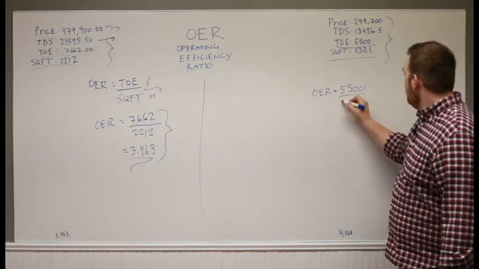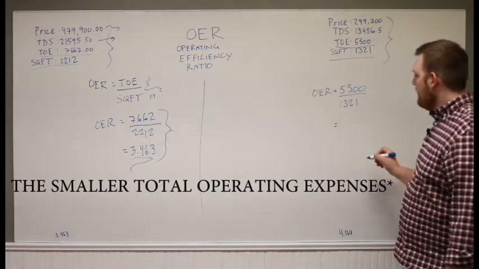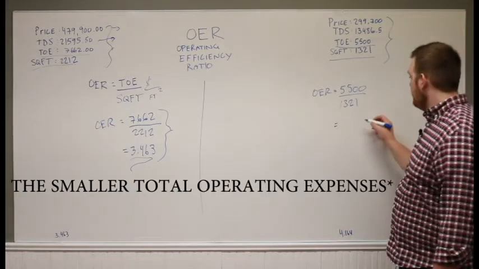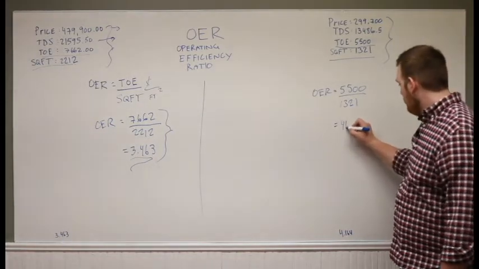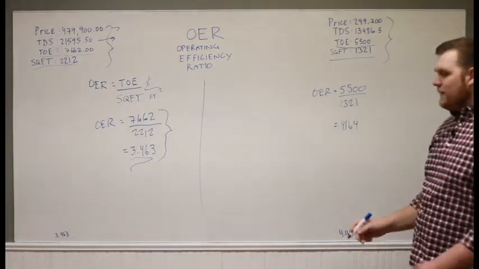So the smaller it is, the better the operating efficiency ratio. And that will come out to 4.164. So what does that mean in relativity?